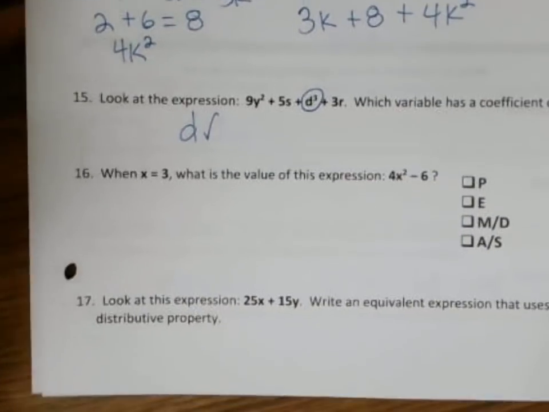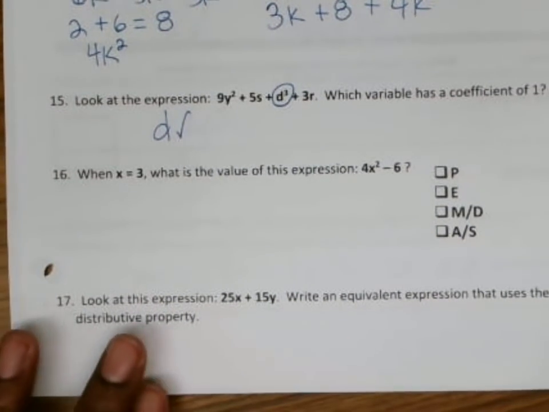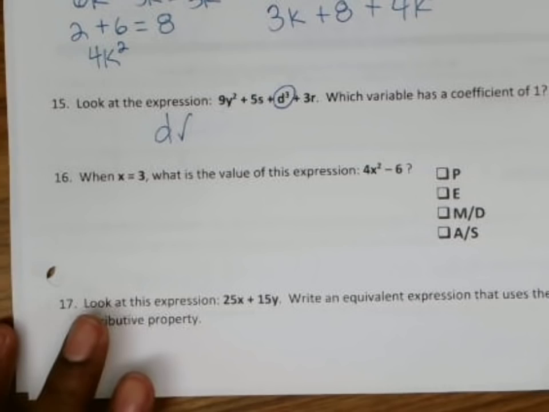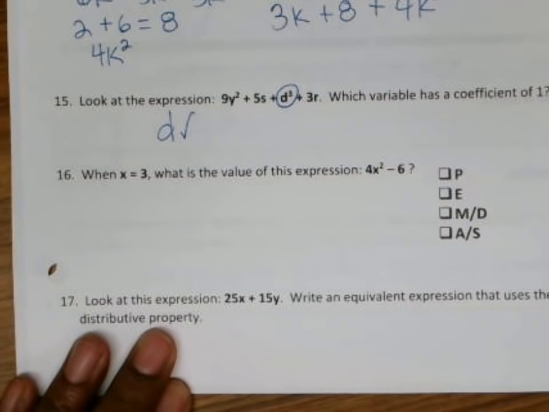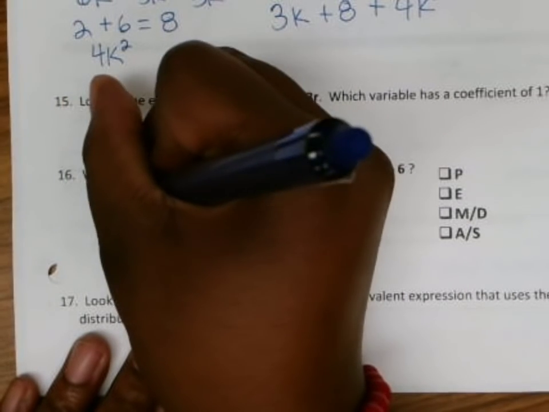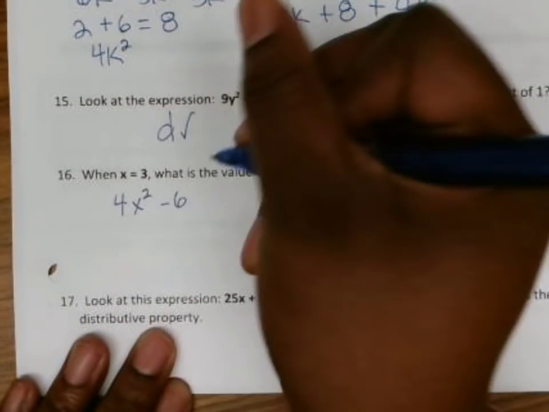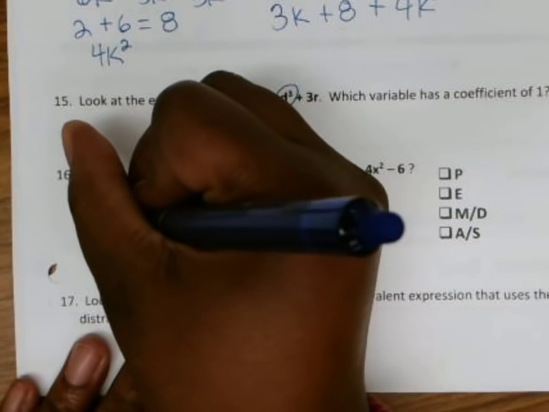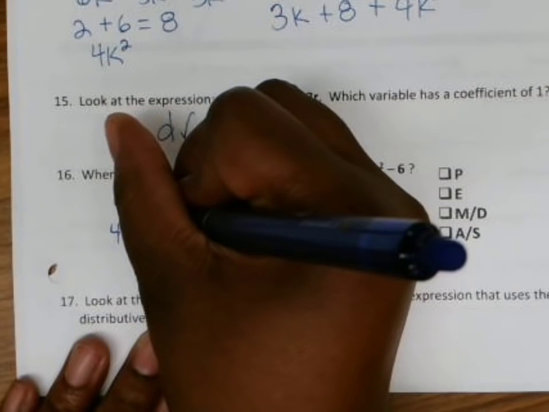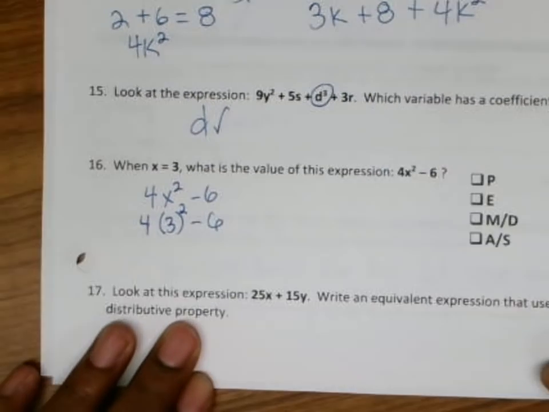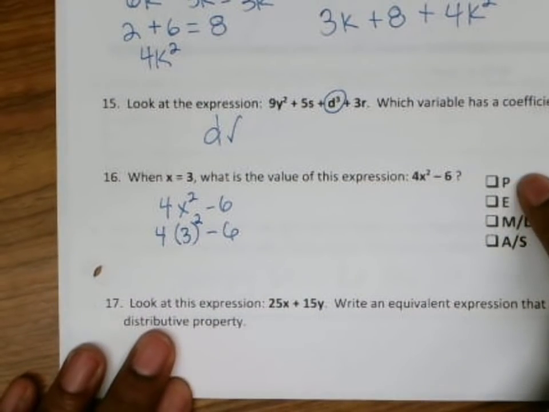All right. Number 16, when x equals 3, what is the value of this expression? So this is substitution. After we substitute, we're going to follow our order of operations. So here we have 4x squared minus 6. And wherever we have x, we are going to put our 3. Okay, so now I have to follow the order of operations.